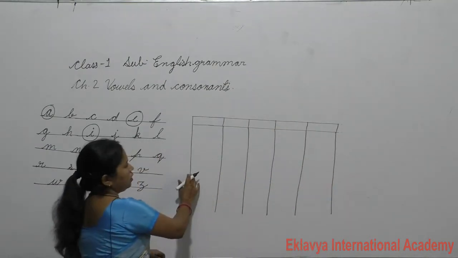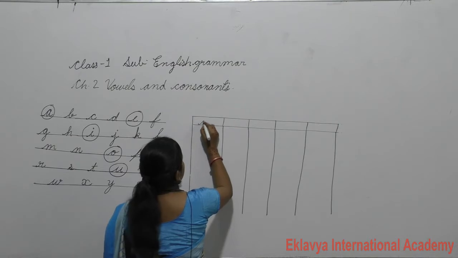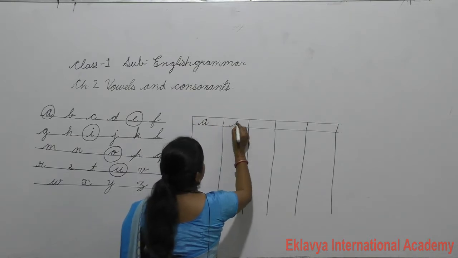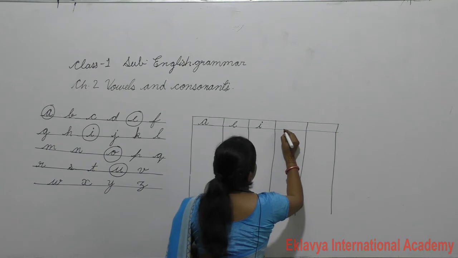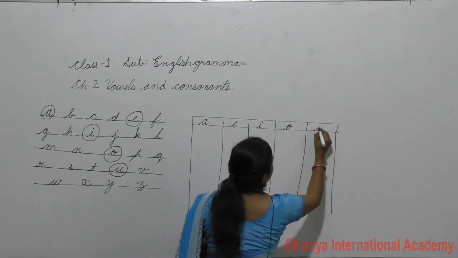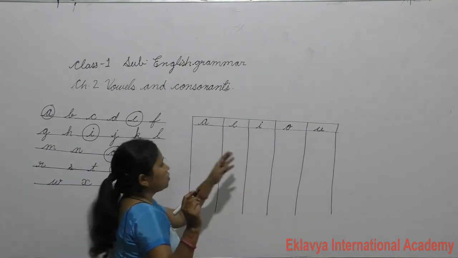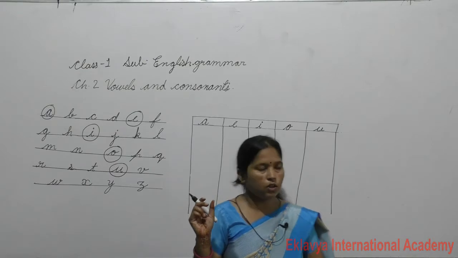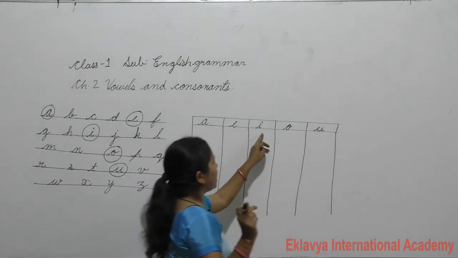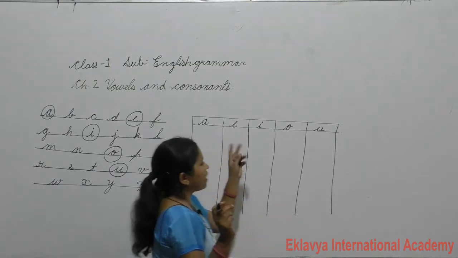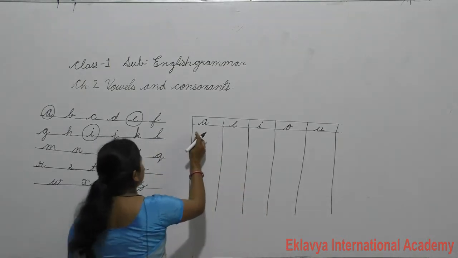Yes, look here: A, E, I, O, U. So let's use vowels in words. Use vowels in words: A, E, I, O, U, 5 vowels. So look at this.